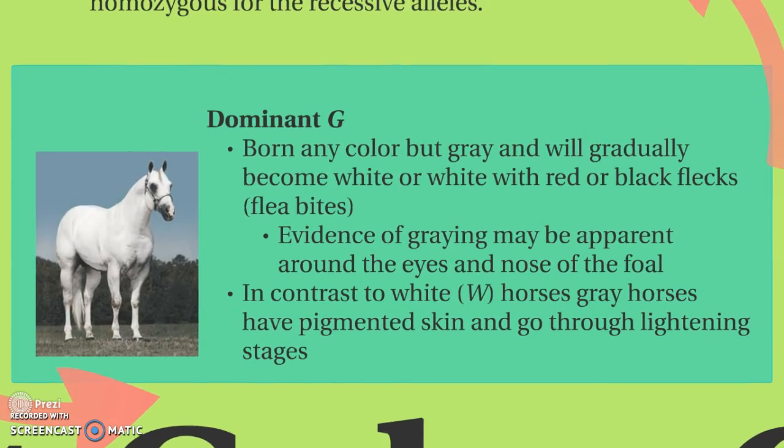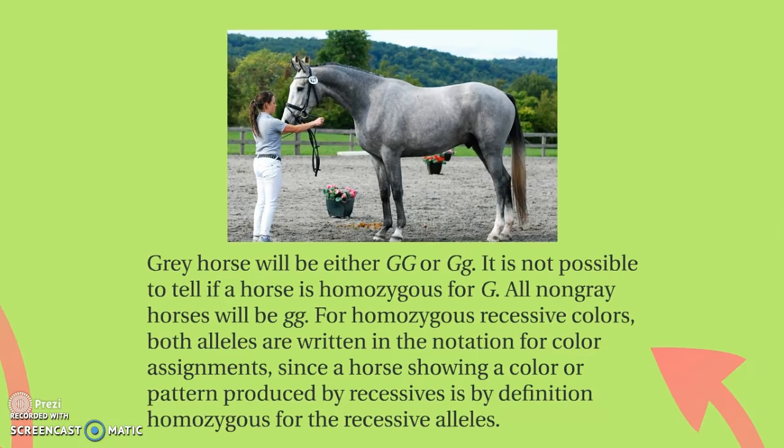Dominant G. Born any color but gray, and will gradually become white or white with red or black flecks, known as flea bites. Evidence of graying may appear around the eyes and nose of the foal. In contrast to big W horses, gray horses have pigmented skin and go through lightening stages. Gray horses will be either big G, big G or big G, little g. It's not possible to tell if a horse is homozygous for G. All non-gray horses will be little g, little g.